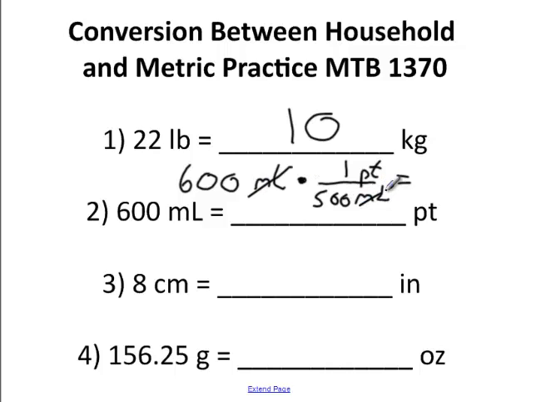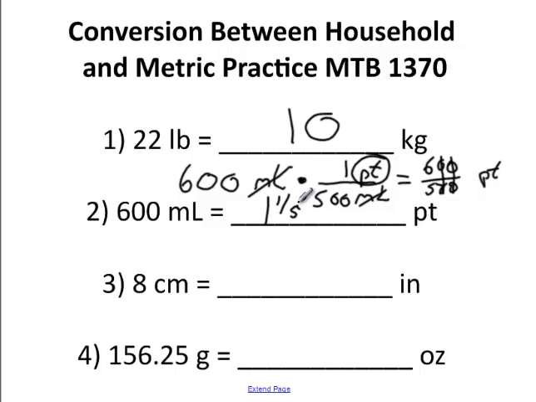The milliliters will divide out, and we get 600 divided by 500, and that's in pints now. Pints remains. And divide both by 100, you get 6/5. We don't like to write it as an improper fraction, so we convert it to a mixed number, and that would be 1 1/5 pints.